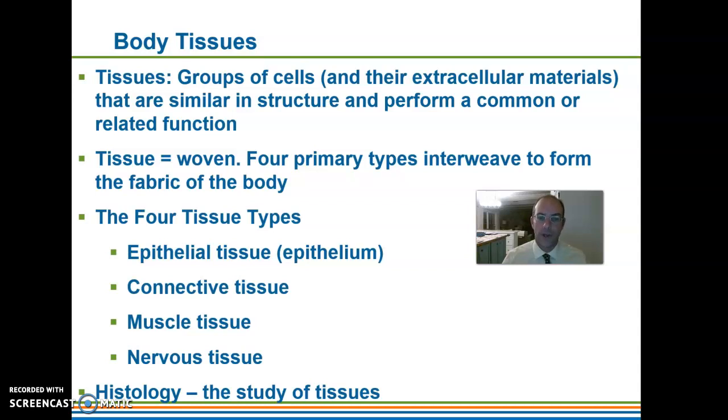Tissue is woven, and there's 4 primary tissues that interweave to form the fabric of the body, meaning that they come together to do so. The 4 types of tissues are the epithelial, which we discussed already and saw in lab, connective tissue, which you already saw, muscle tissue, again, you drew it, and nervous tissue. So these are not new to you, but now we're going to discuss a little bit more about their physiology.